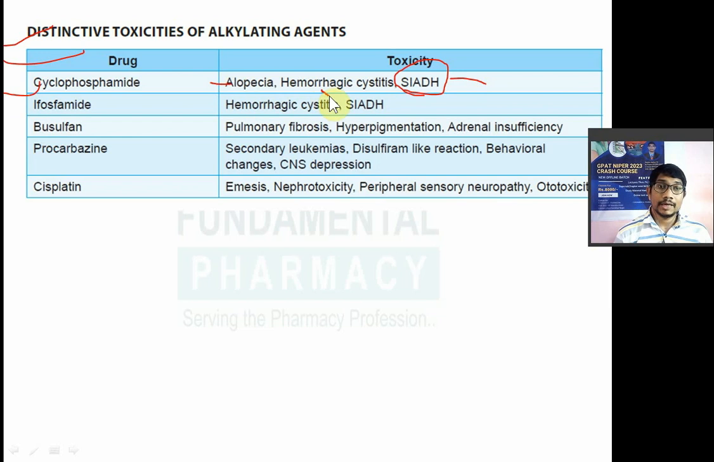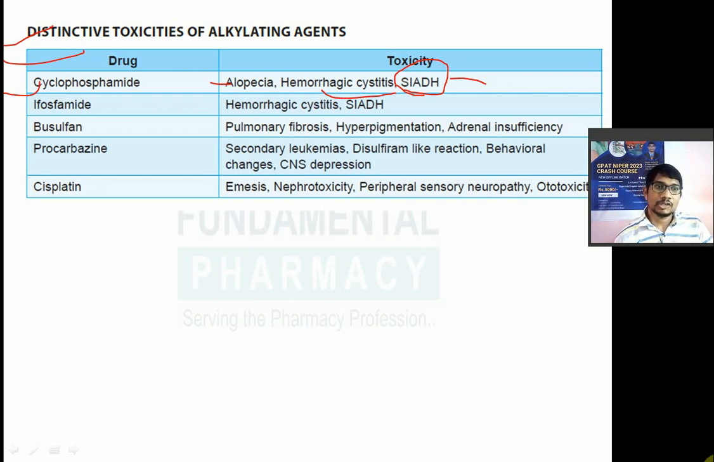Hemorrhagic cystitis. In case of hemorrhagic cystitis, it is caused by one of the toxic metabolites produced by cyclophosphamide, that is known as acrolein. Cyclophosphamide is a prodrug. It is converted into aldophosphamide, and that is metabolized. One of the metabolites is acrolein. That acrolein causes hemorrhagic cystitis. To prevent that, there is one drug known as mesna. Okay, mercaptoethane sulfonate sodium, that is mesna. So mesna is the compound used in the treatment of hemorrhagic cystitis caused by cyclophosphamide.